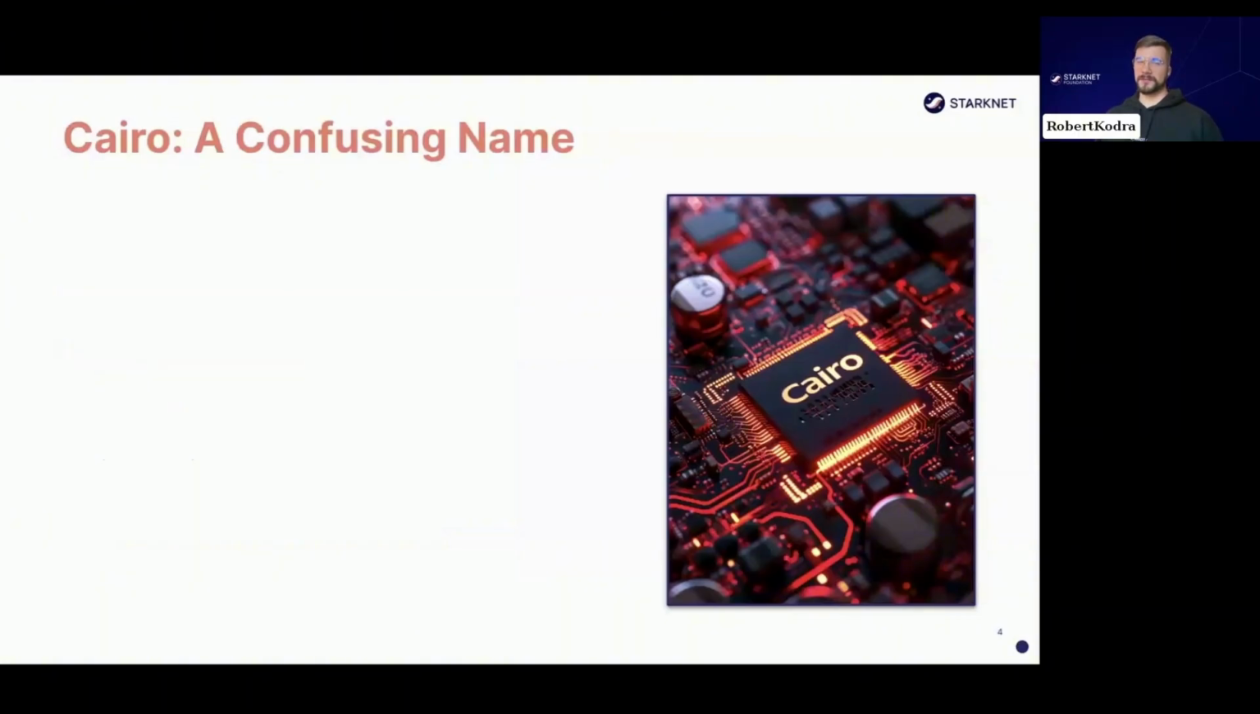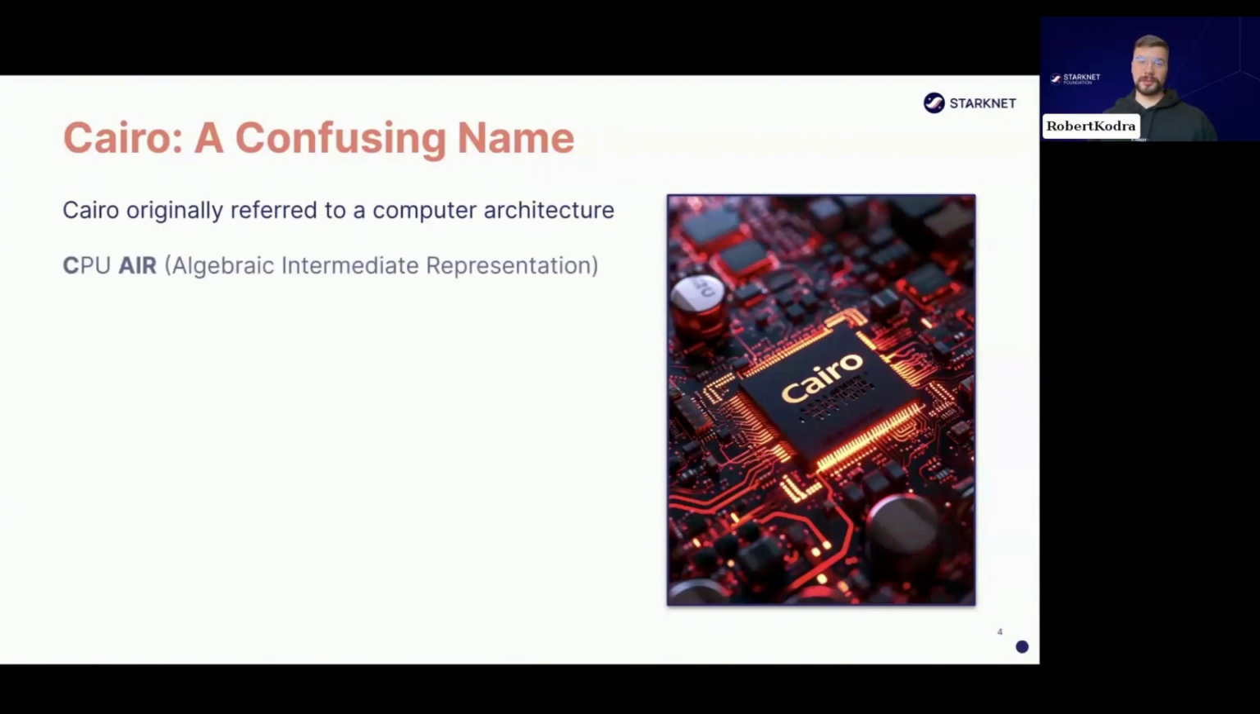It's basically a confusing name. Why? Well, many of you have heard about it, some of you maybe even traveled to it. But in our context, Cairo originally refers to a new computer architecture. This computer architecture is specialized and fine-tuned for validity proofs. Now, Cairo stands for CPU AIR, where AIR stands for Algebraic Intermediate Representation.